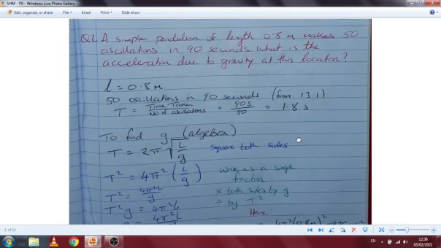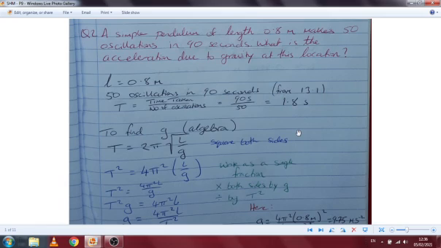Second question, a simple pendulum of length 0.8 meters makes 50 oscillations in 90 seconds. What is the acceleration due to gravity at this location? So again, we break it down. Our length is 0.8 meters. It makes 50 oscillations in 90 seconds.